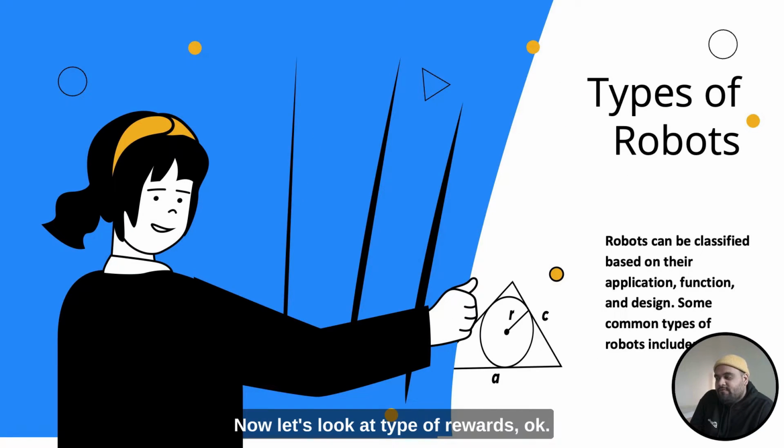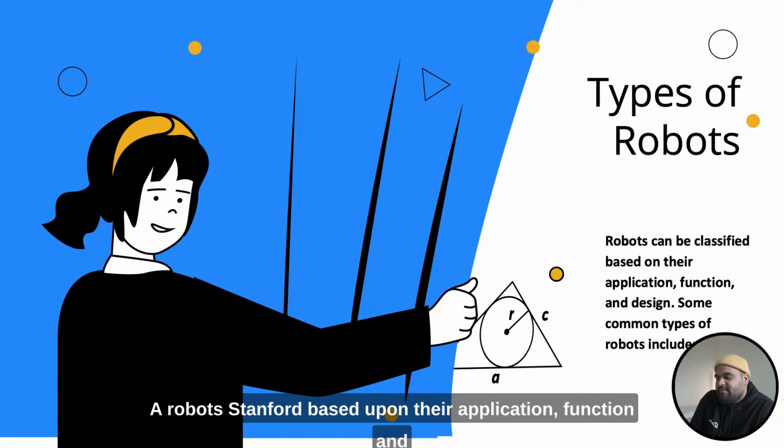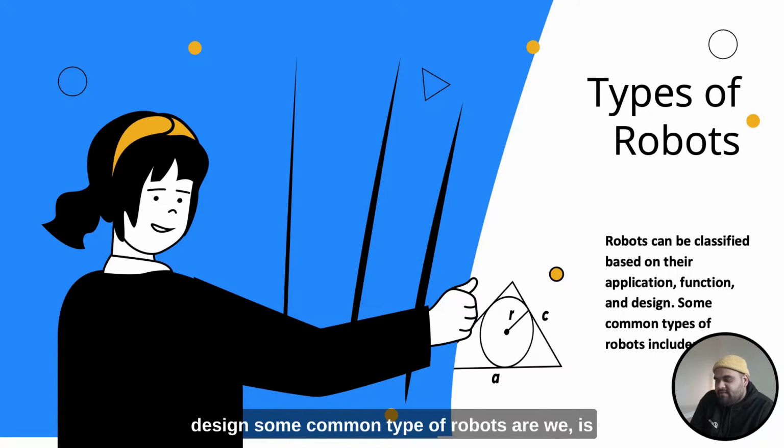Now let's look at types of robots. Robots can be classified based upon their application, function, and design. Some common types of robots are what we're going to look at.